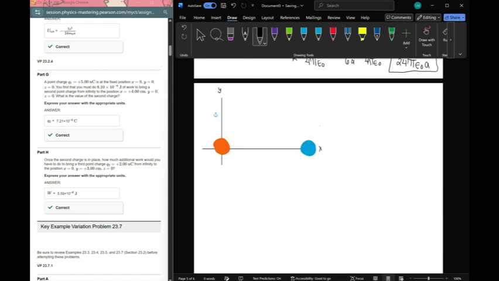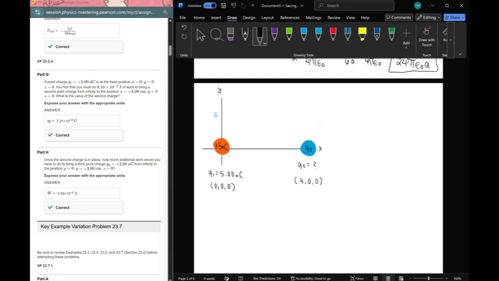So this is the 5 nanocoulombs. This is the Q1 basically. Q1 equals 5 nanocoulombs, and it is at x is 0, y is 0, z is 0 as well. This one is Q2. This one we don't know, and we're trying to find the value. This one is 4, 0, 0.